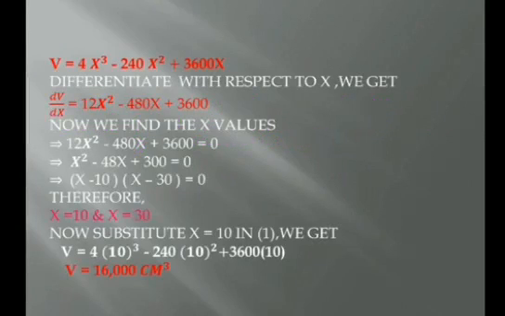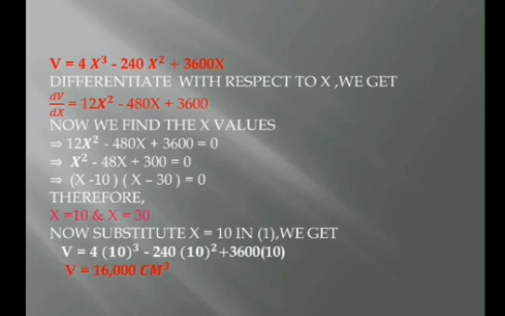Already we have the function of the term, that is, volume denoted by V is equal to 4x cube minus 240x square plus 3600x. Now we differentiate with respect to the variable x only. We get dV divided by dx is equal to 12x square minus 480x plus 3600.